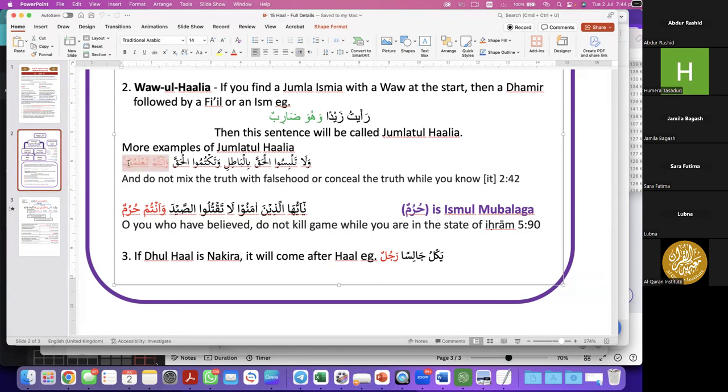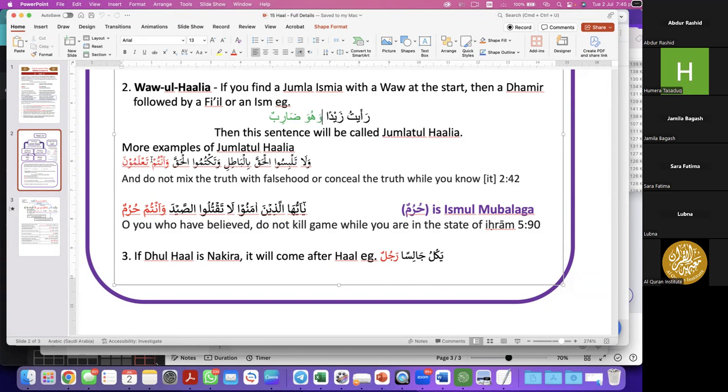That is Jumlatul Haliyah, typical. And it's wonderful. I'm sure that gradually, as you look at this, you will apply it and you will love it, the way I'm trying to share with you, inshallah. So this is a conversational example.